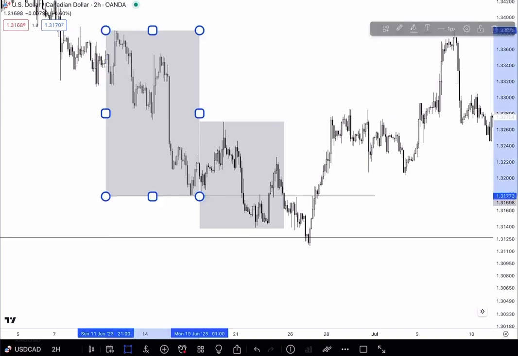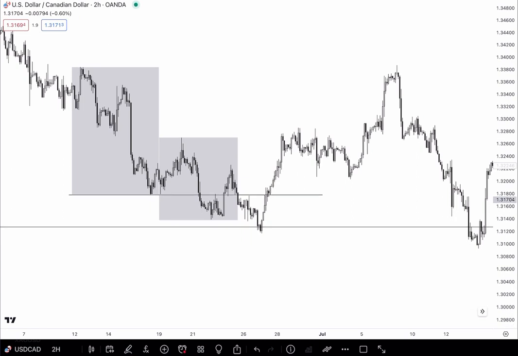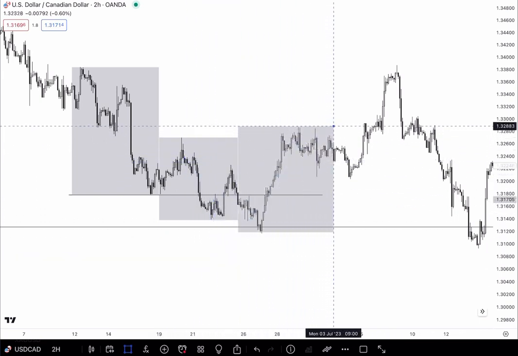Let's draw this one too. So over here, this would be week 1, accumulation, manipulation, and distribution.